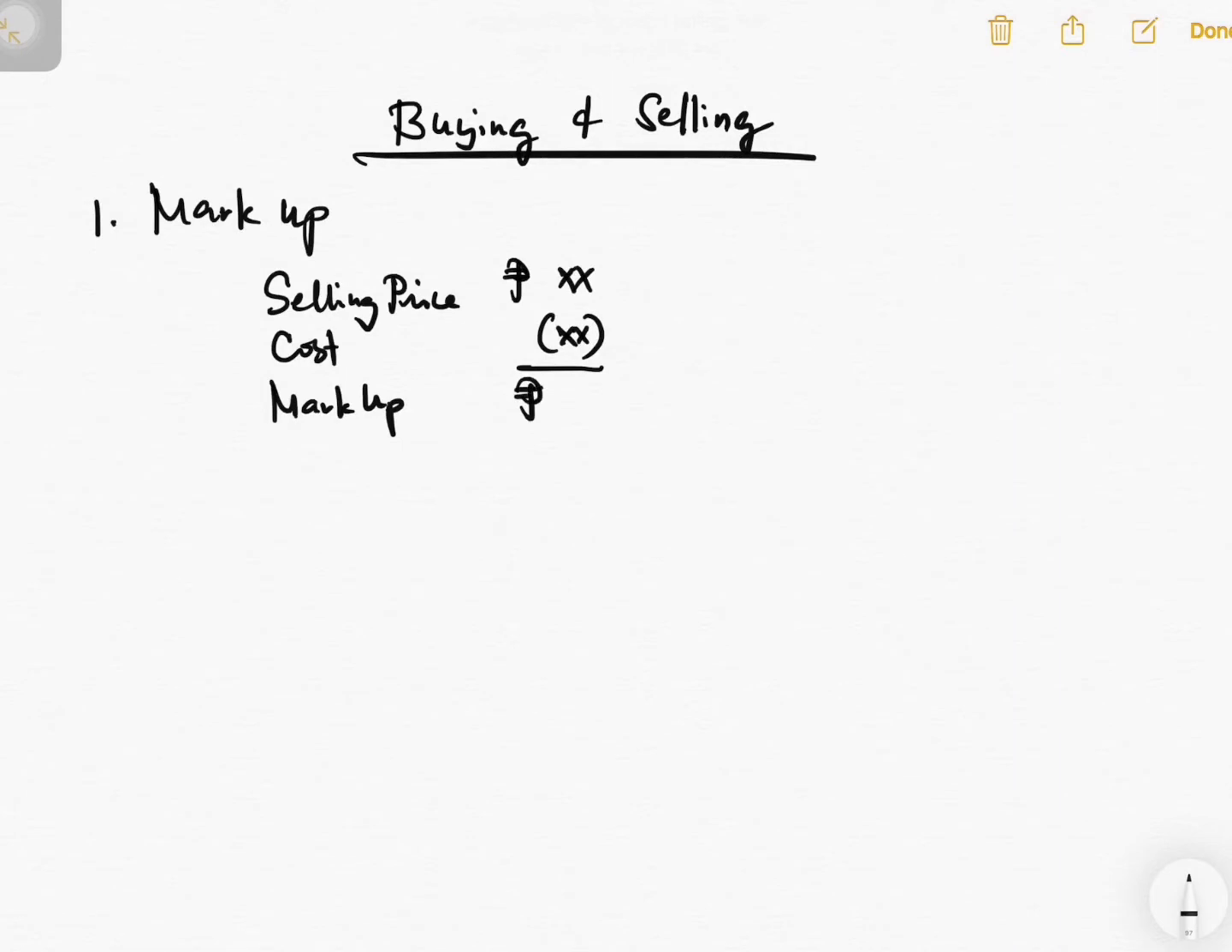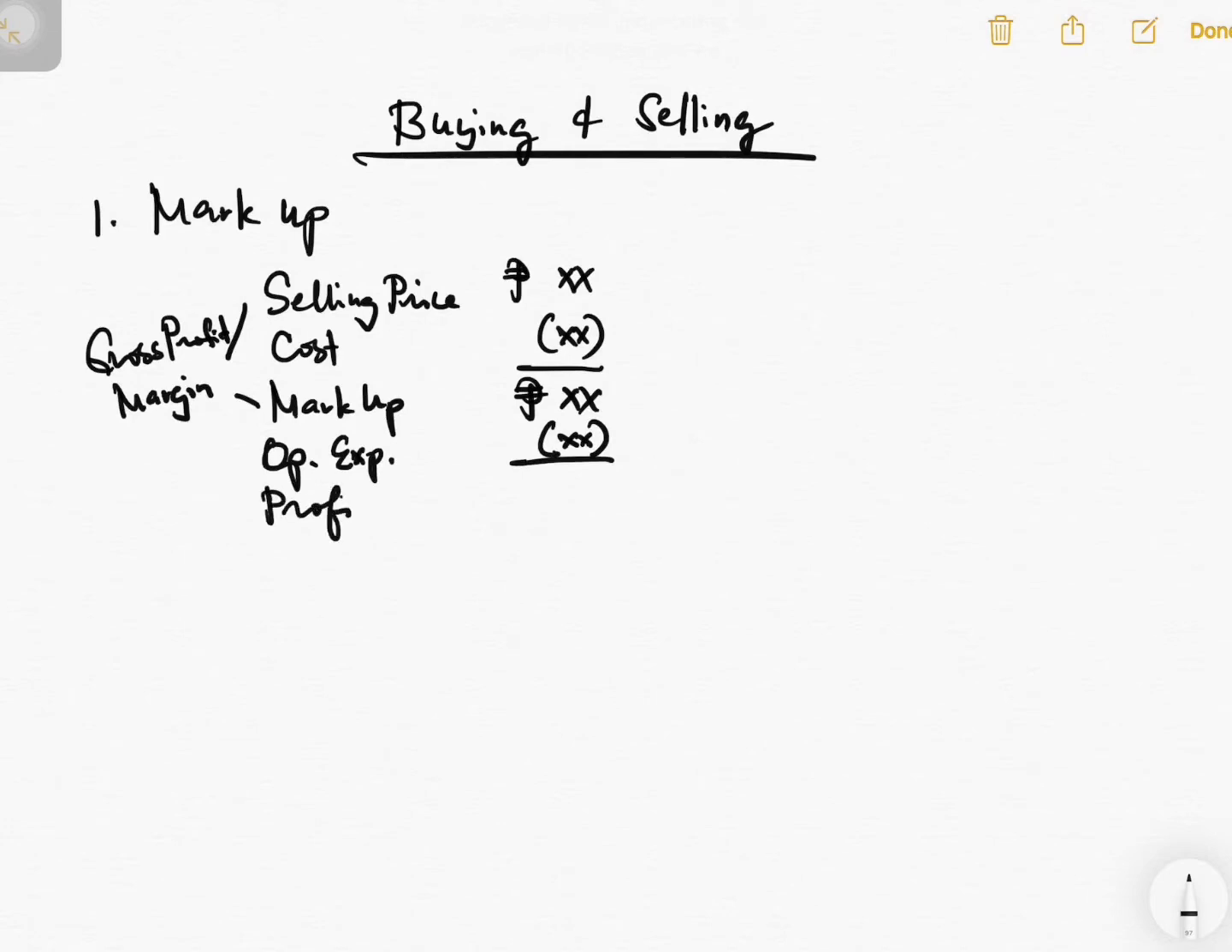And markup is also called gross profit. This is also margin. But in business math, they often make use of the term markup. So we'll use markup. Then after markup, you may have some operating expenses. Operating expenses, you will have to deduct, so it's enclosed in a parenthesis to get your profit. So I'll just double rule, although you don't really have to double rule in business math. So this is the template that you will be focusing on in solving problems.